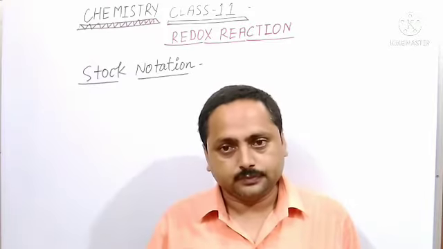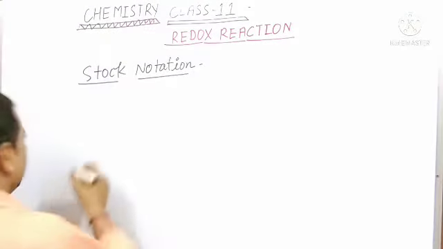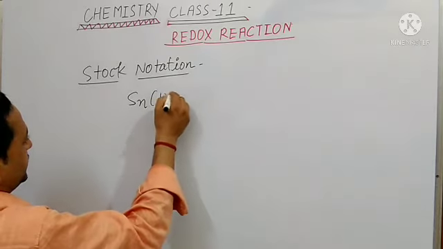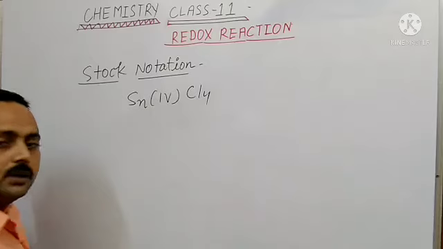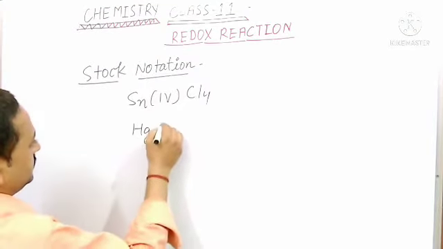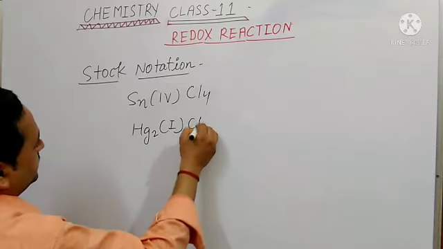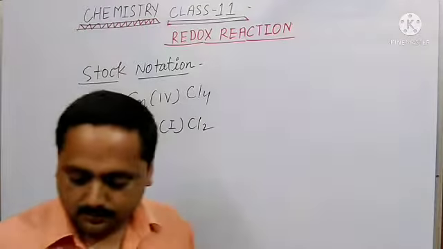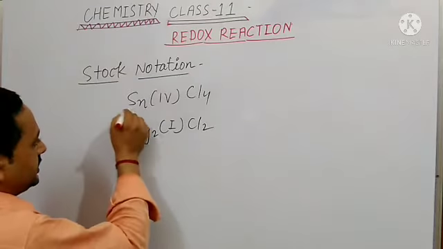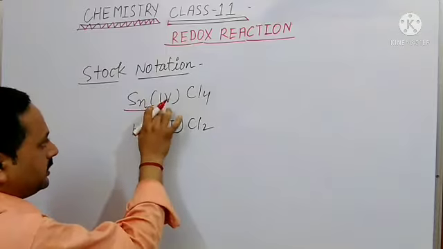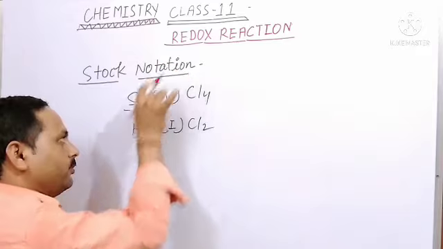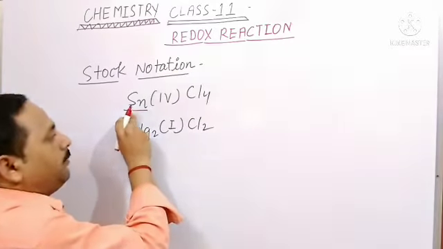What is stock notation? I will write some examples here like this: Sn(IV) Cl4, and next I am writing Hg2(I) Cl2. So what you notice here is that the oxidation state is written in Roman numerals in parentheses after the metal.